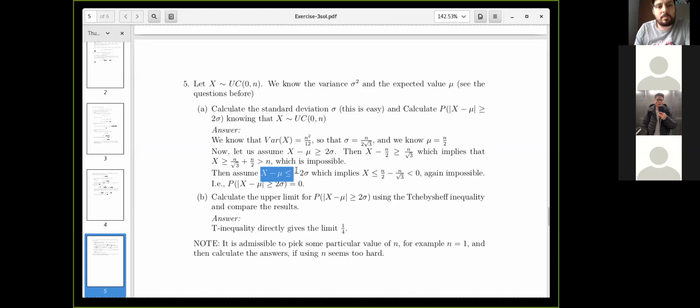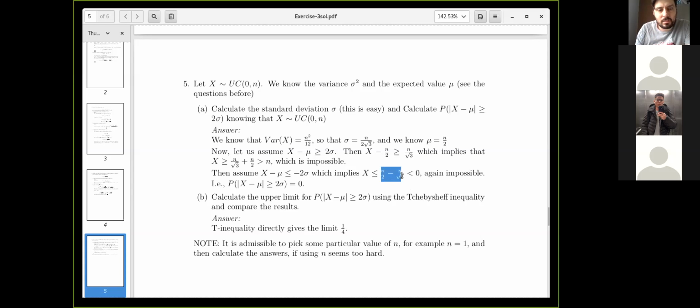Then we assume that x minus mu is smaller than minus 2 sigma. Here, I mean the absolute value of x minus mu greater than 2 sigma, then there are 2 possibilities. This is greater than 2 sigma, or this is smaller than minus 2 sigma. If it's smaller than minus 2 sigma, we can rewrite this again: x minus n over 2 is smaller than or equal to minus 2 times sigma, and then we can rearrange this by moving the n over 2 to the other hand side.